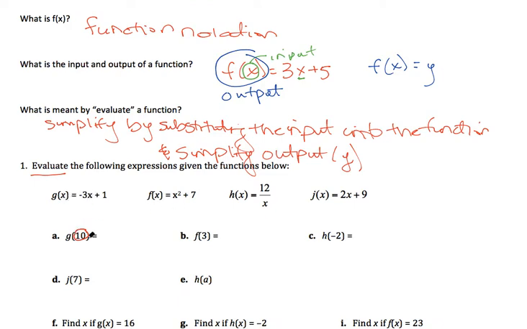How do we know which function to use? Well, we match the letters. So g is this function right here. So I'm going to substitute the 10 in for x. So negative 3 times 10 plus 1. And then we just keep simplifying. So negative 30 plus 1, which equals negative 29. Okay, so right now you will pause this video and complete B through E.